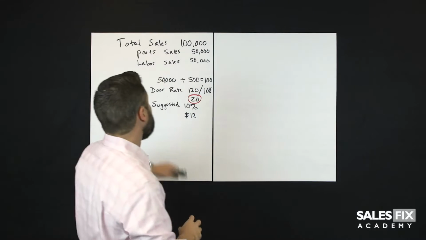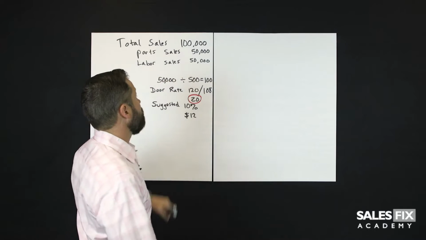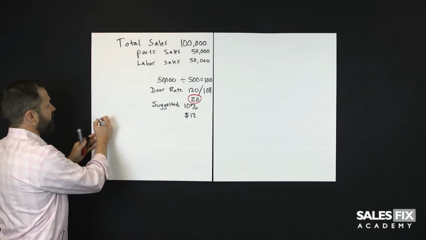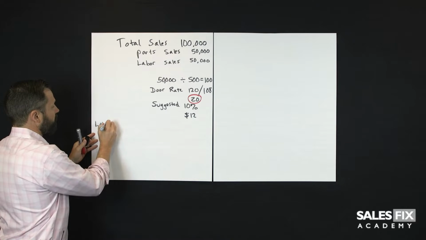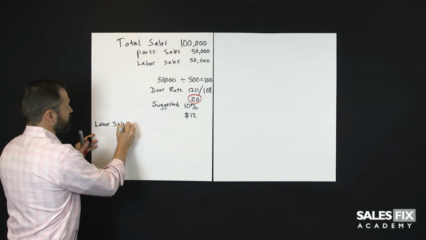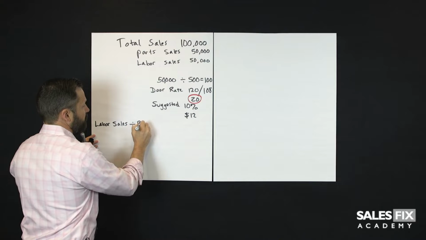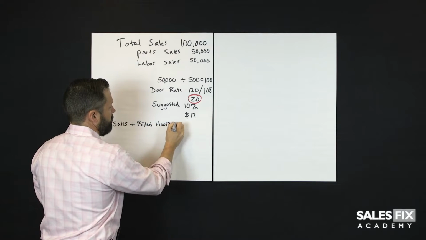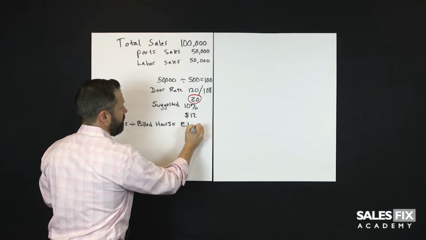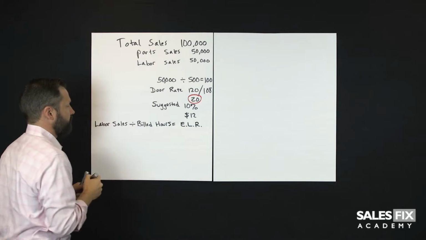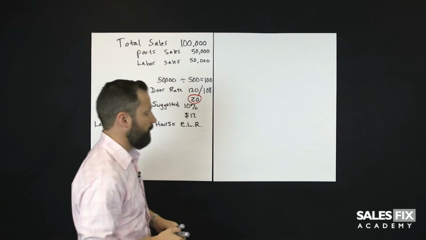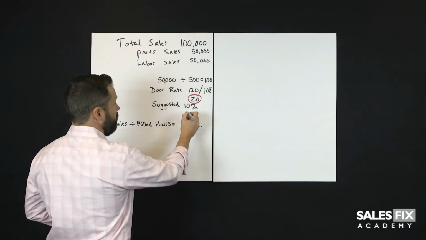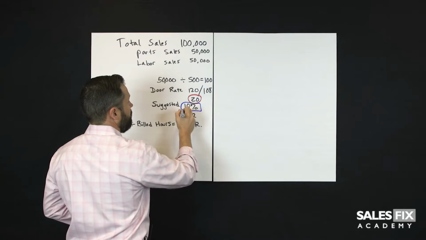All you do is take your labor sales every month and divide that by your billed hours. So I'll write out the formula for you one more time: labor sales divided by billed hours equals effective labor rate. That's simple. Labor sales divided by billed hours equals effective labor rate. So this is our goal. We want this 10% right here.